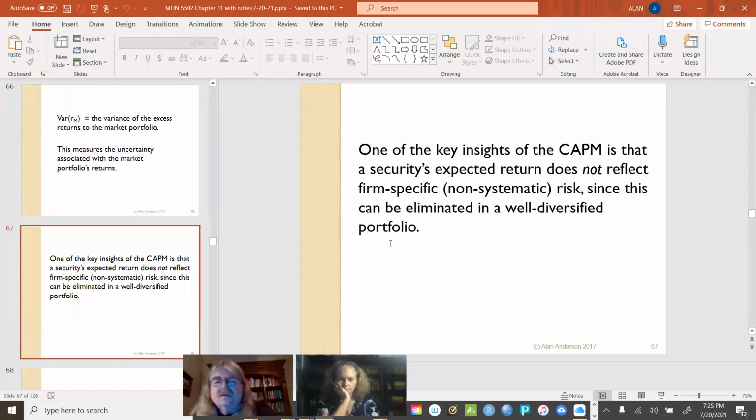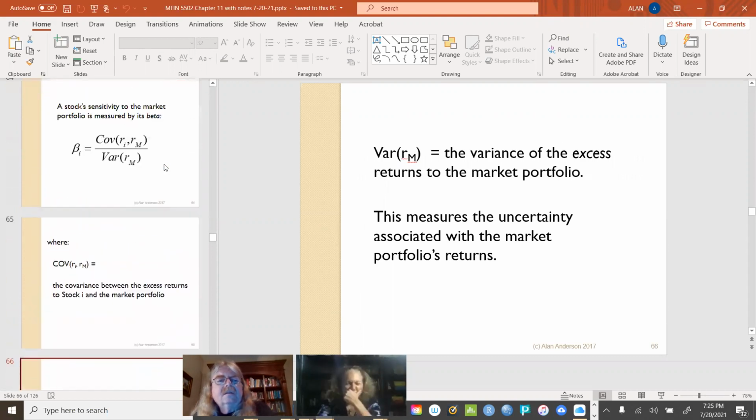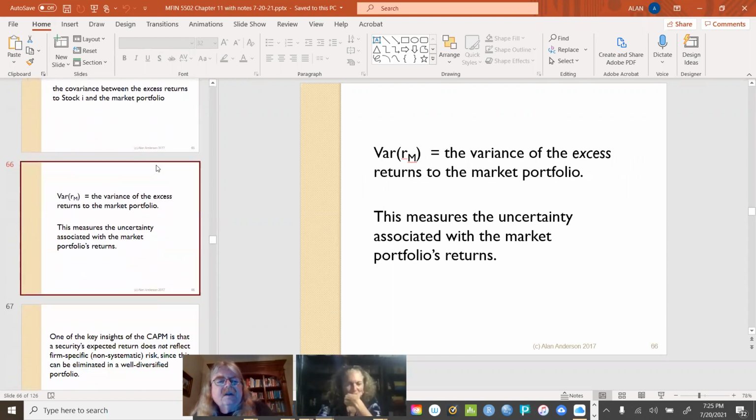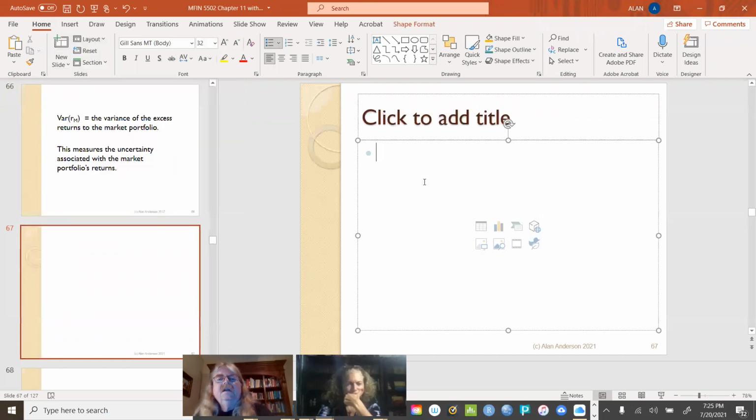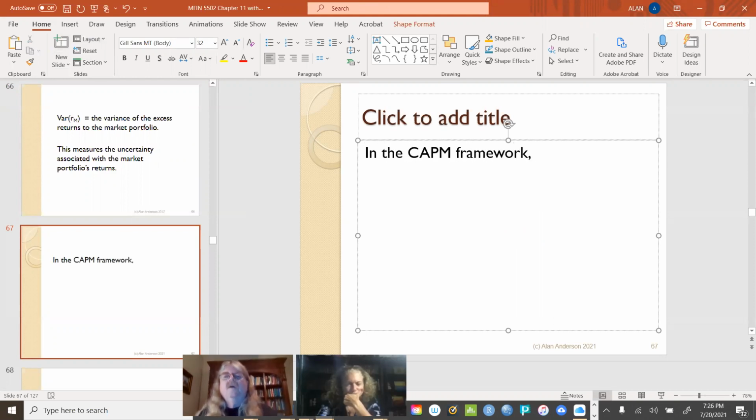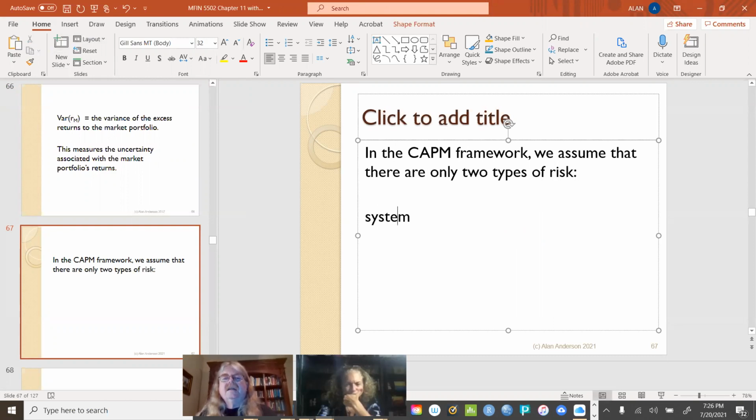Anyway, so the beta itself. Now, what's interesting about this model is that in the CAPM model, we're assuming that there are only 2 different kinds of risk. Okay, so let me just mention that right here. In the CAPM framework, we assume that there are only 2 types of risk: systematic and non-systematic.